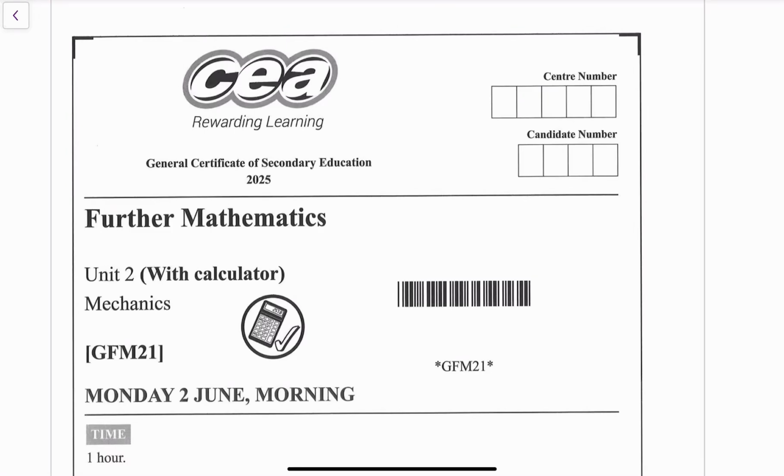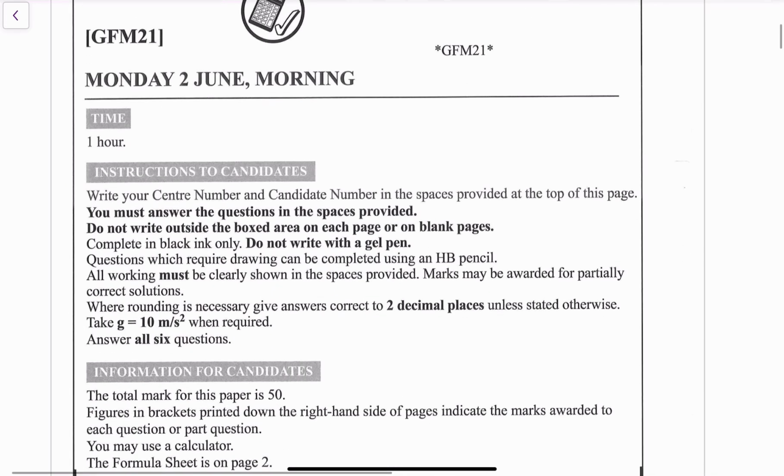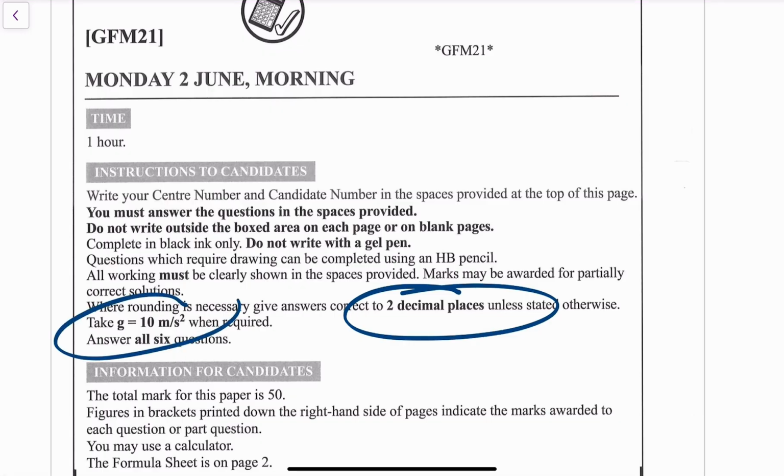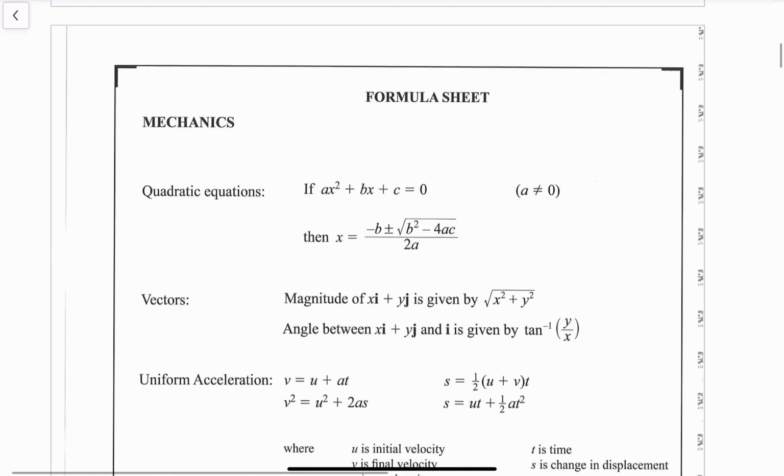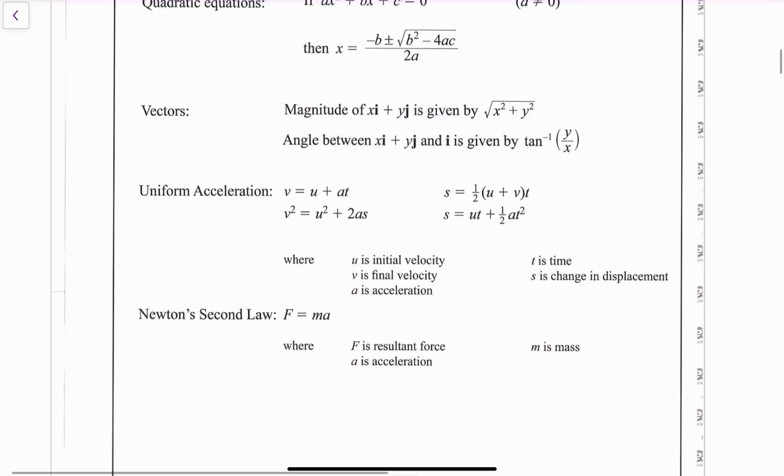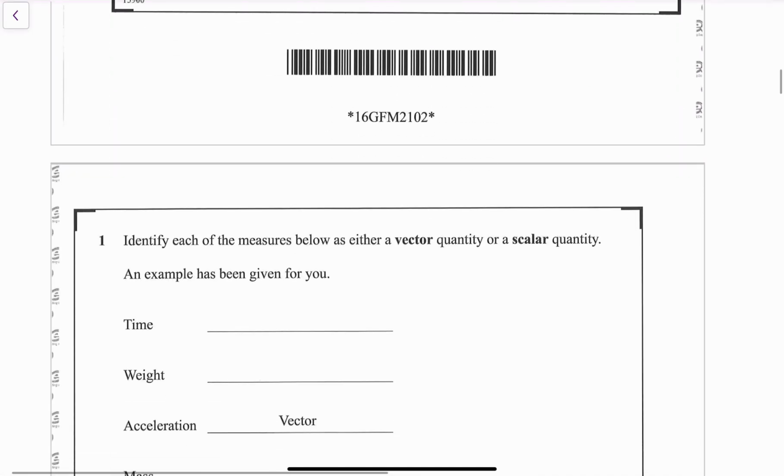First thing we want to do when we get a paper is read the instructions on the front. When we read the instructions, it tells you you've got 1 hour to complete your paper, and it also tells you 2 decimal places, and your G, your acceleration due to gravity, is taken as 10. The total mark for the paper is 50, and you get a formula sheet on page 2. A couple of things here which might be useful to you, and that is it.